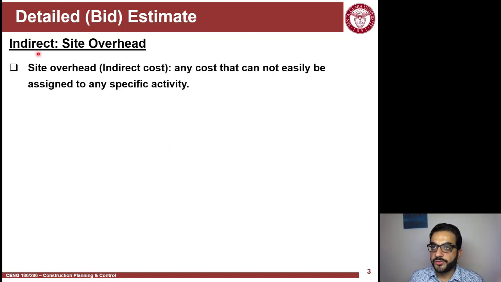So indirect cost, we'll start with the first part of it, which is site overhead. Let me briefly explain what indirect cost means. Indirect cost is any expense that your company incurs or pays, but you cannot directly assign to one specific activity in your WBS or work breakdown structure or in your schedule. So it's not a cost that's easily broken down. It's a cost for the whole project.